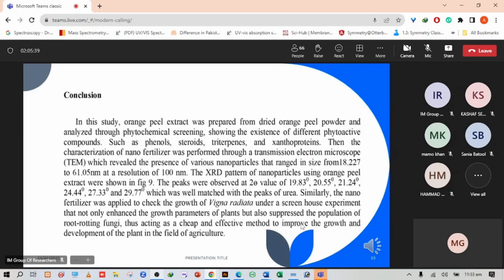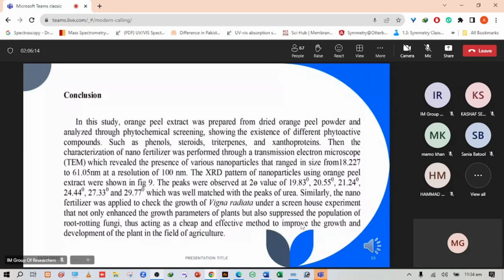Here are the overall conclusions of my research. The orange peel extract was prepared from the dried orange peel powder and analyzed through phytochemical screening, showing the existence of different phytochemical compounds such as phenols, steroids, triterpenes, and xanthoproteins. Then the characterization of the nanoparticles was performed through transmission electron microscopy, which revealed the presence of various nanoparticles ranging in size from 18 to 61 nanometers at a resolution of 100 nanometers.